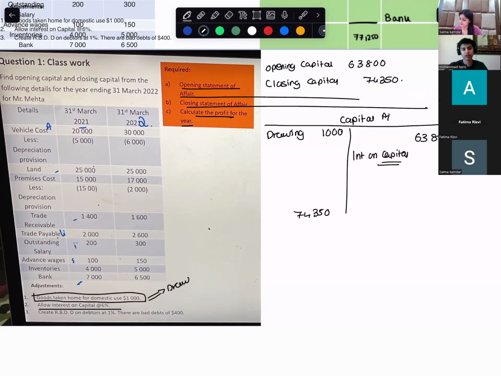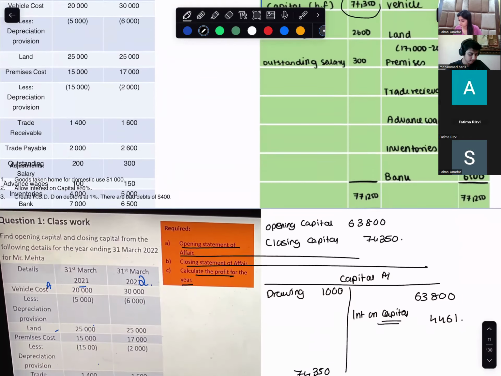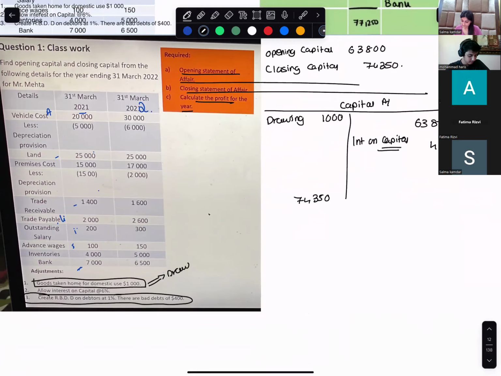63,000, 4,461. 4,461. Now, can you read this and tell me what will be the impact of this? What is this actually? This is a thinking question.